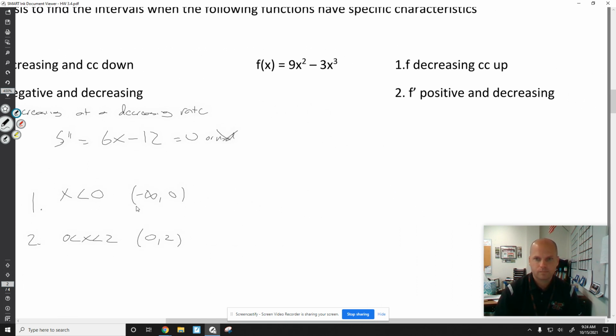All right. F is decreasing concave up, or F prime is positive and decreasing. This is the same question as F is increasing at a decreasing rate. If I redo this homework, I'll make sure I change up some of the questions.